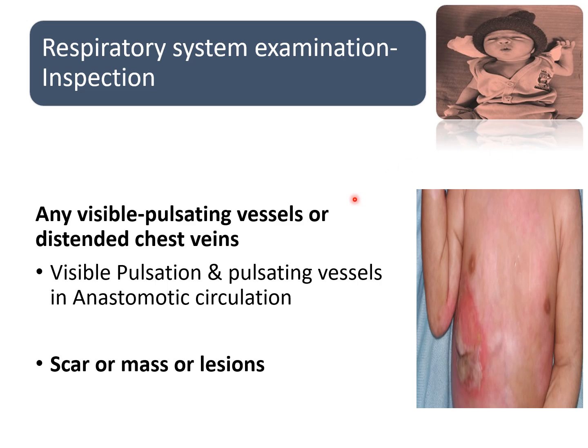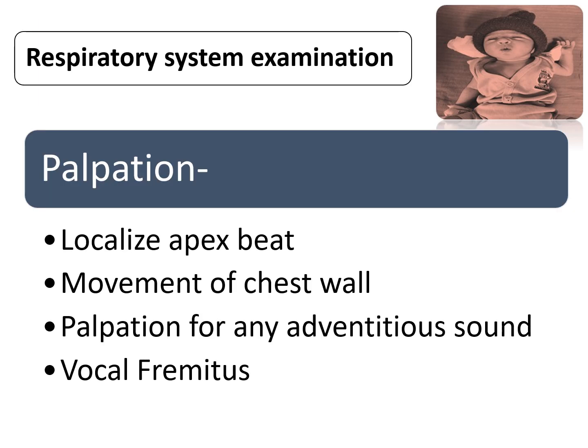After assessing the distress, we should look for any visible pulsating vessels or distended chest veins over the chest area, any scar, mass or lesion over the chest area. So in this image you can see the baby is having a large lesion over the chest because of a ruptured bulla. After inspection, we should perform palpation, in which we have to localize the apex beat. We should palpate for the movement of the chest wall and for any adventitious sounds, any palpable rhonchi, rub, crepitations, and then we have to palpate for vocal fremitus.